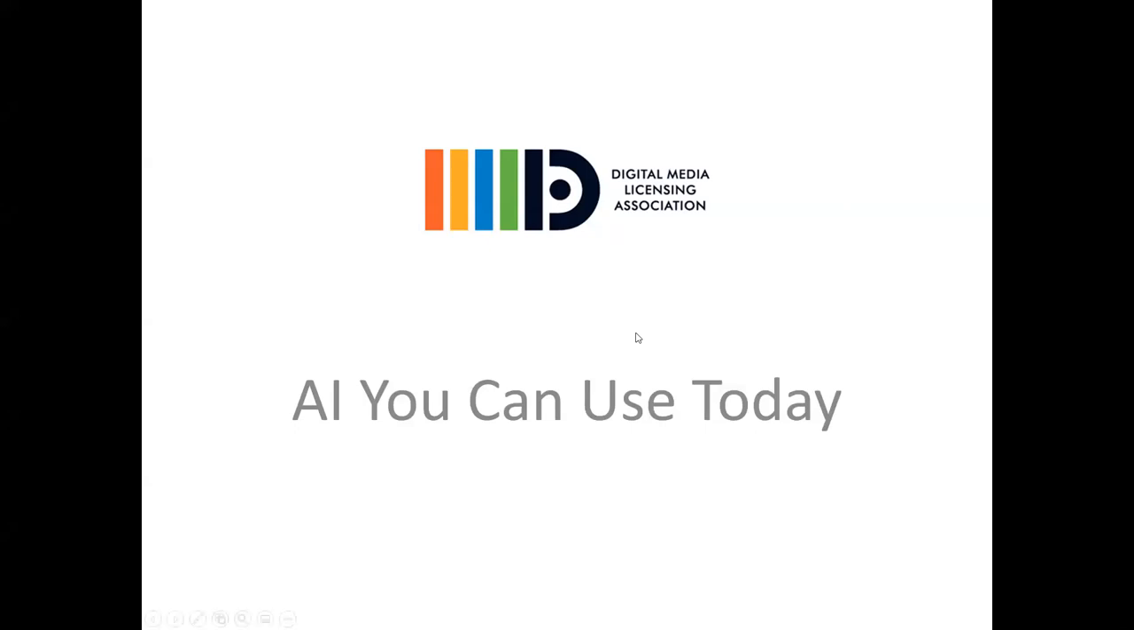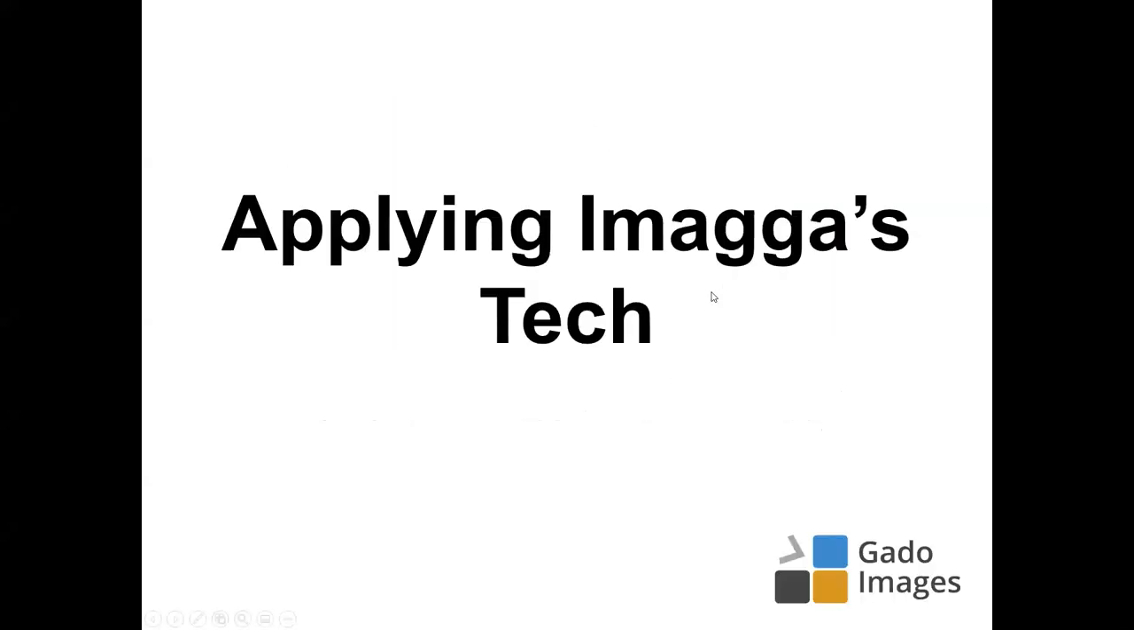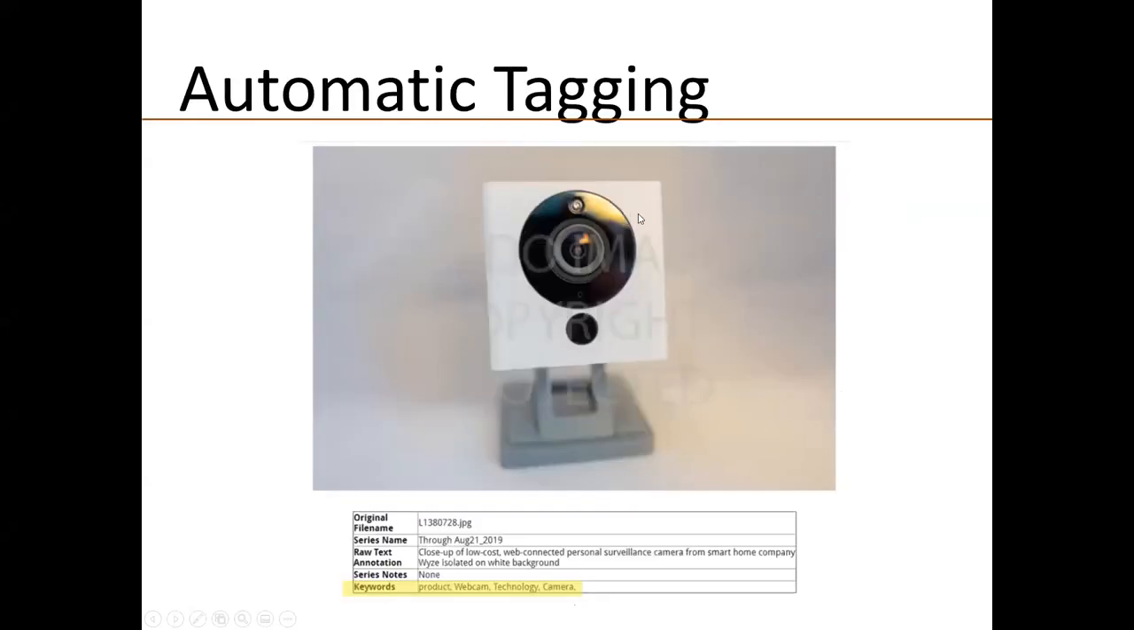Let me see if I can go ahead here. Looking at applying Imaga's tech, for us, we use the auto tagging capability that Georgie described. And what does that look like? So here's an example. We cover a lot of tech products. This is a webcam and a remote security camera from a company called Wyze. So one of our photographers might shoot this in the studio, send this photo into our system, and we start out by running it through technologies, including Imaga's auto tagging. And you can see the keywords that we get out of this are things like product, webcam, technology, camera.